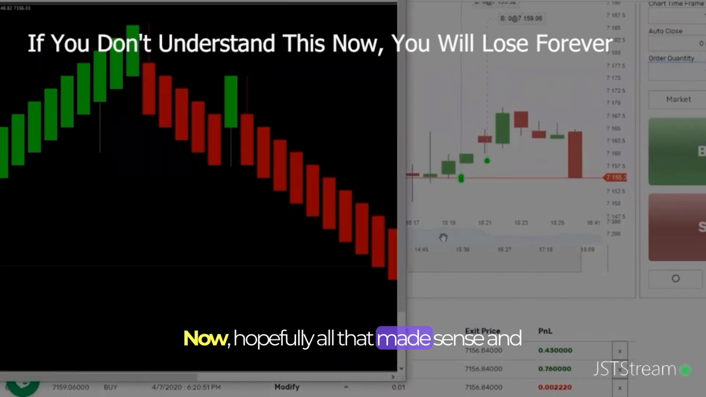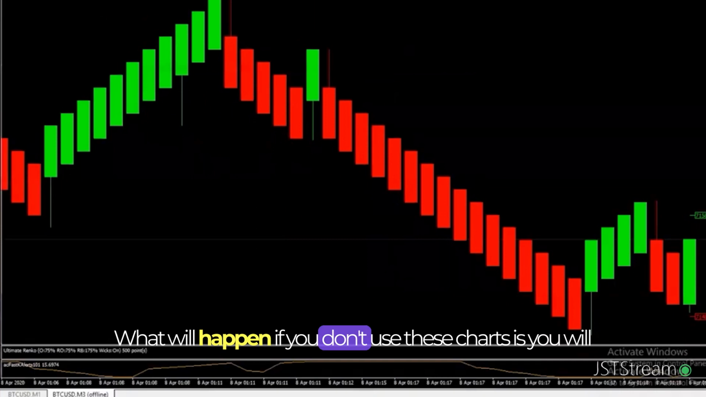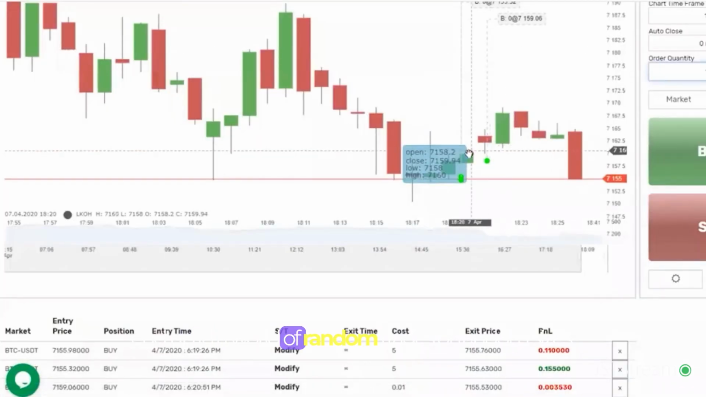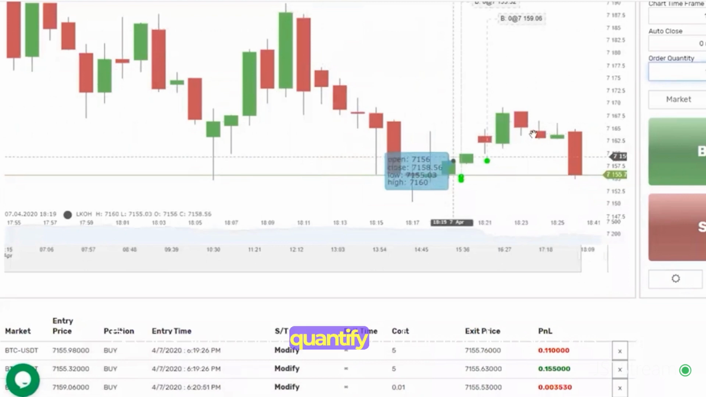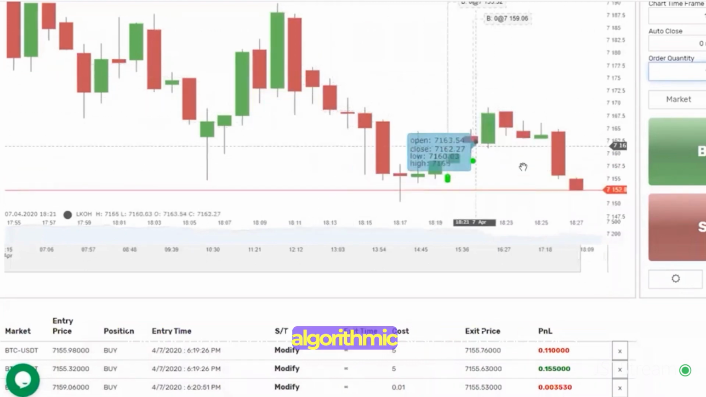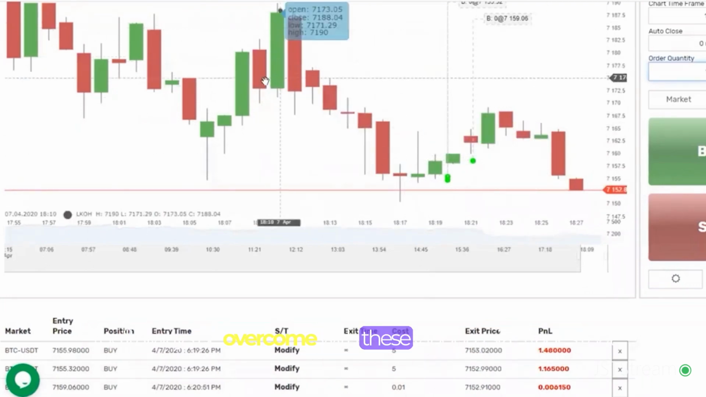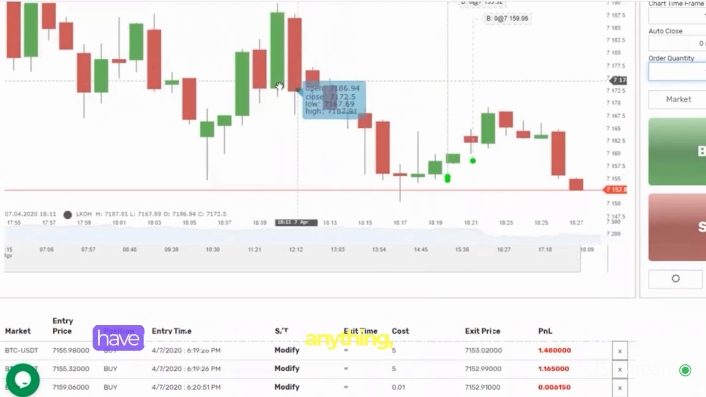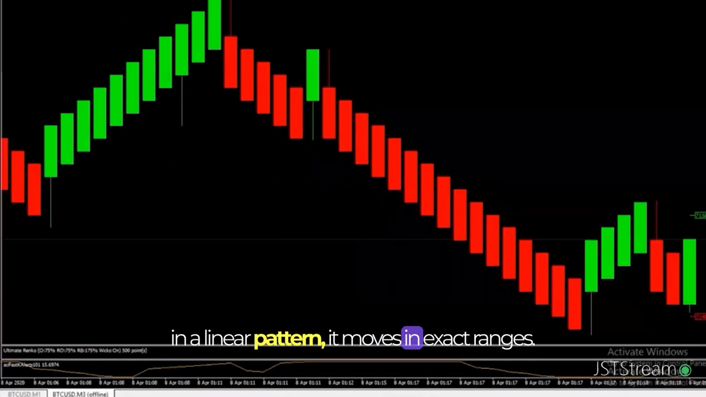Now, hopefully all that made sense and why you require to use these charts. What will happen if you don't use these charts is you will end up in a world of random trades of random sizes because you cannot quantify and turn random size bars into an automated algorithmic system of exact rules. You'll always be overcome with these random size trades that have nothing to do with anything. Whereas when you work in a linear pattern, it moves in exact ranges.